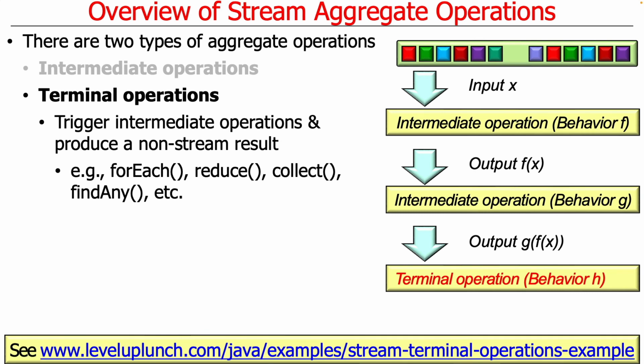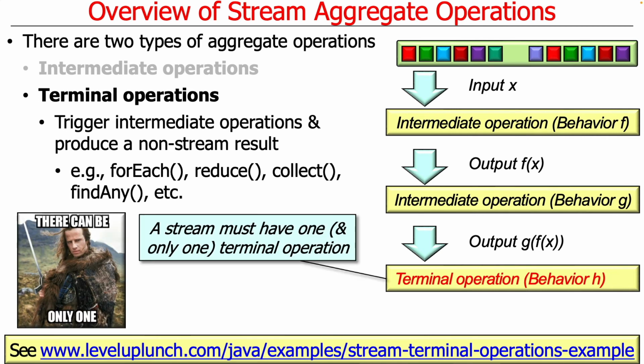The other type of operation, or aggregate operation, is the terminal operation. And these trigger the intermediate operations and typically, not always, but almost always produce a non-stream result. There's one weird little exception that makes the rule that we'll talk about later when we talk about parallel streams. So examples of these terminal operations would be for each, reduce, collect, find any, find first, and so on.